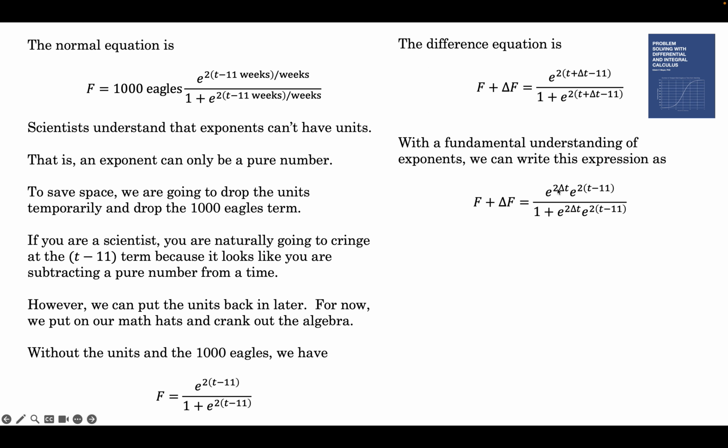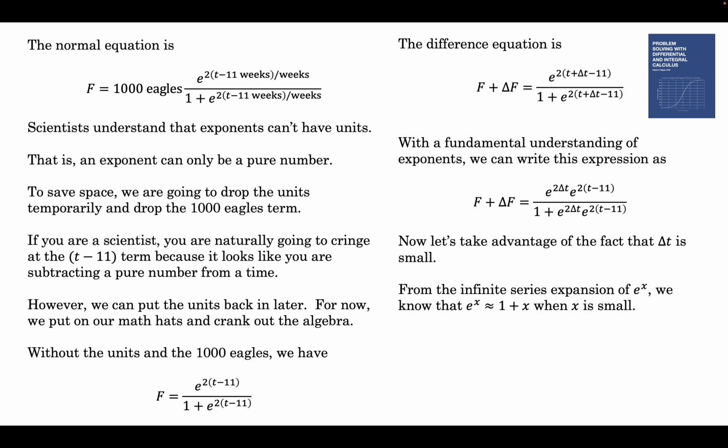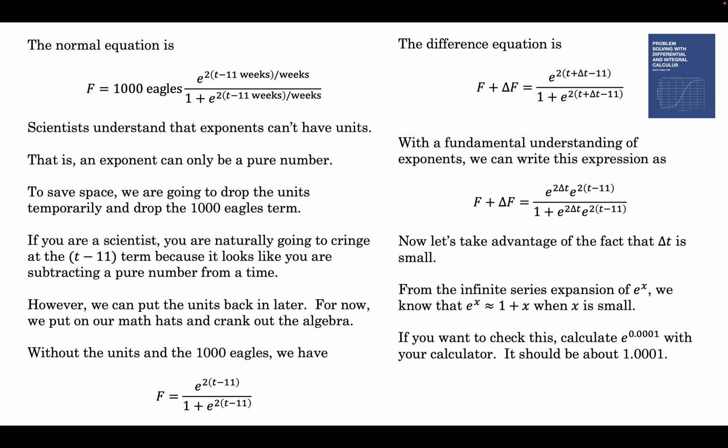Now this delta t is small. If delta t is small, we can write e to the x as 1 plus x. And you have to know infinite series. And you can test it with your calculator. E to the 0.0001 is about 1.0001. So e to the x when x is small is about 1 plus x.